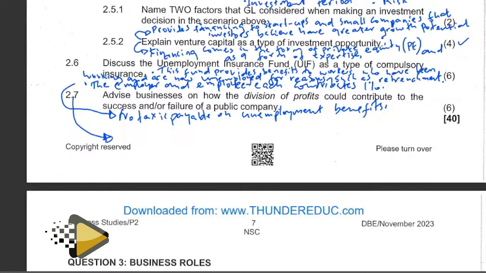So the next question, we have question 2.7. So question 2.7 reads as follows. Advise businesses on how division of profits could contribute to the success or failure of a public company. So under this public company, profits are distributed between the shareholders as dividends based on their shareholding. Also, the fixed tax rate and tax allowances are actually very helpful in this regard. Also, limited liability supports useful calculated risk.